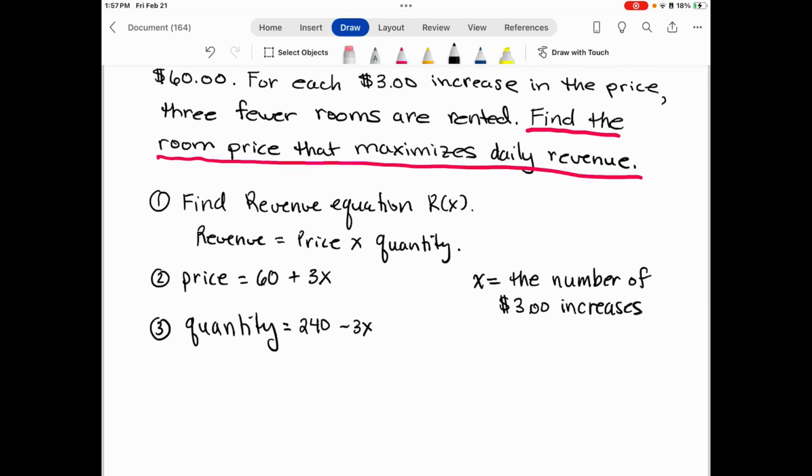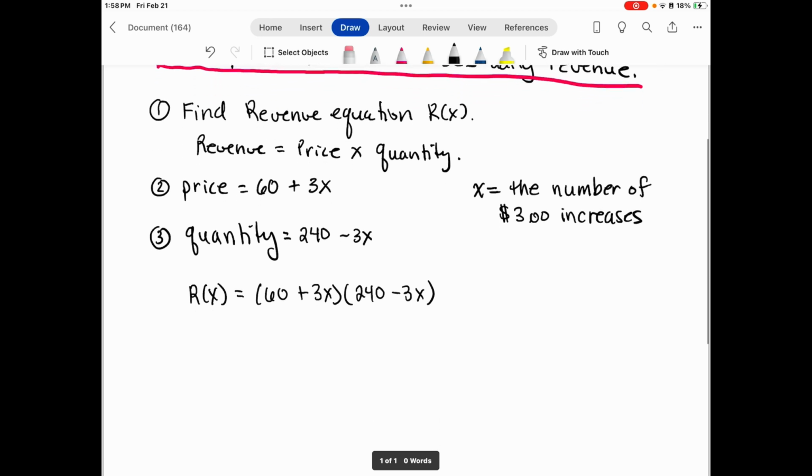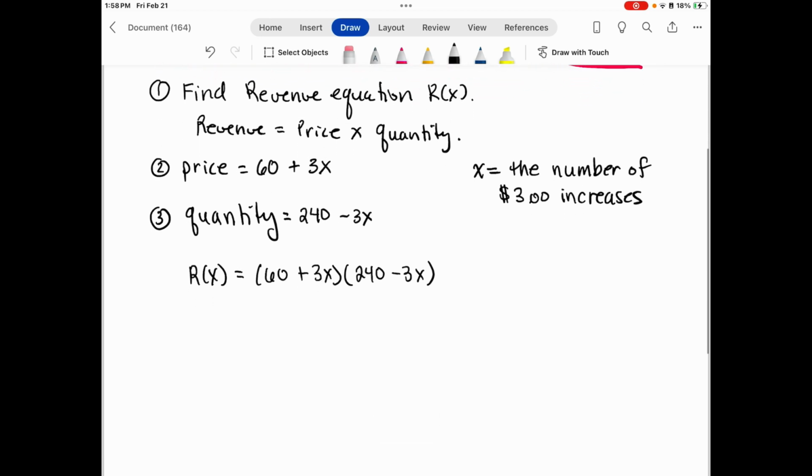All right, so now we have everything we need to set up our revenue equation. We have our price times our quantity, which is (60 + 3x)(240 - 3x). There's our revenue equation. Now let's expand it so it makes it easier to find the derivative.